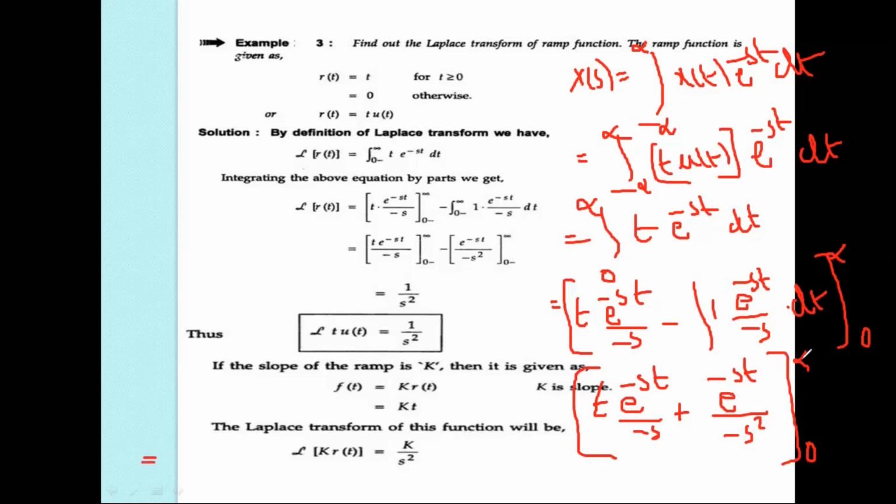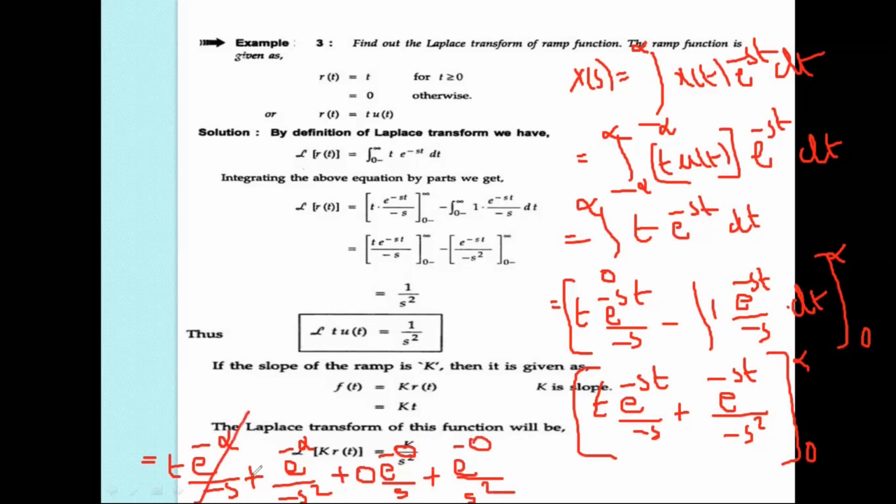First of all, if I am applying infinity, the t into e power minus infinity by minus s plus e power minus infinity by minus s square for the upper limit. For the lower limit, minus of, and here it is a minus there. Now the plus t is 0, 0 into e power minus 0 by s. And here also the minus is there. For the lower limit, minus will get plus e power minus 0 by s square.